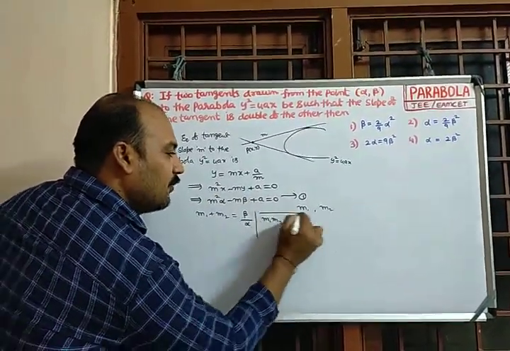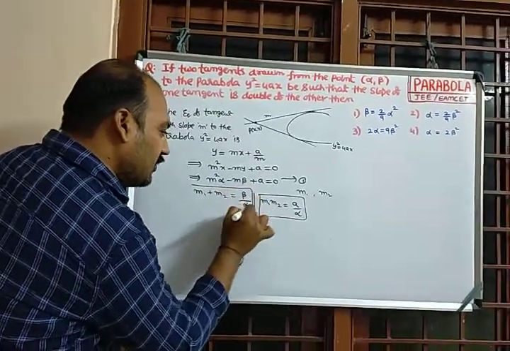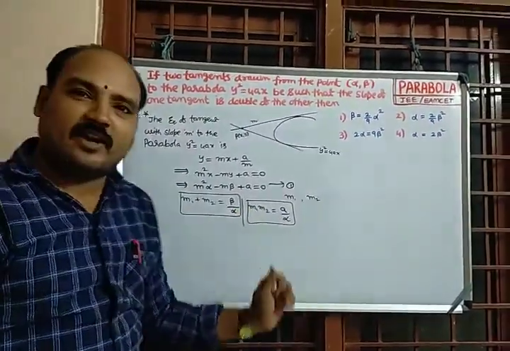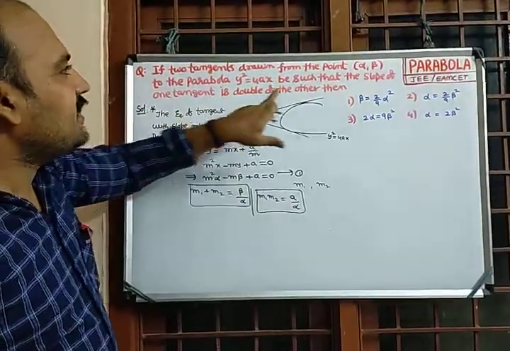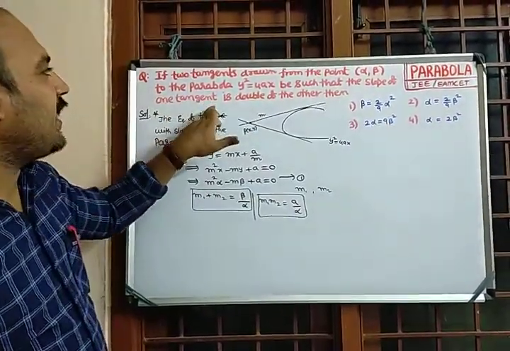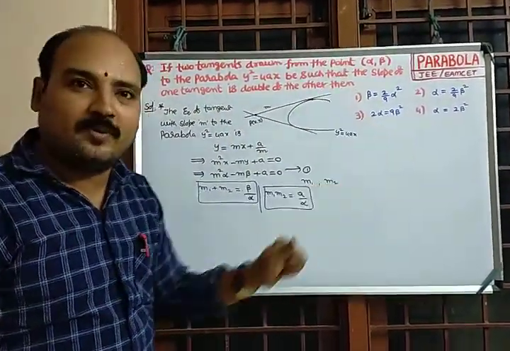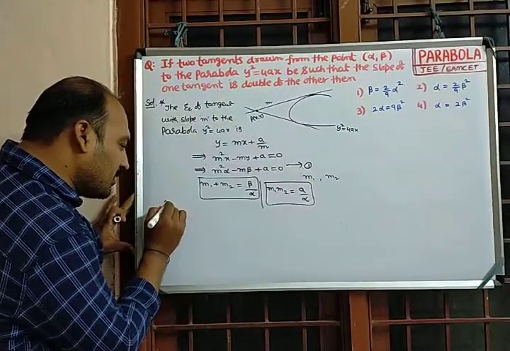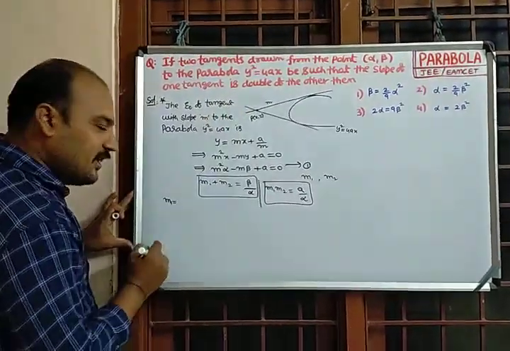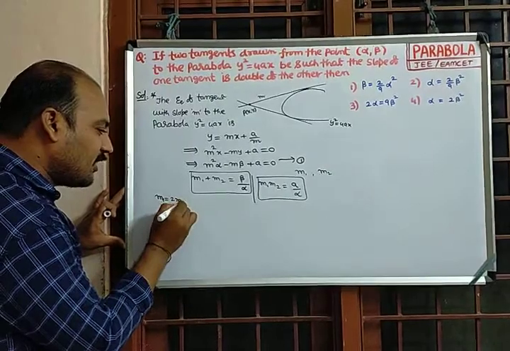A by alpha. After completing m1 plus m2 and m1 m2, a condition is given. The slope of one tangent is double the other slope. One slope, that means the slope of the first tangent is equal to double of the other slope.